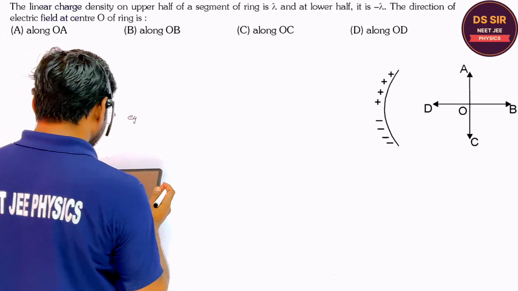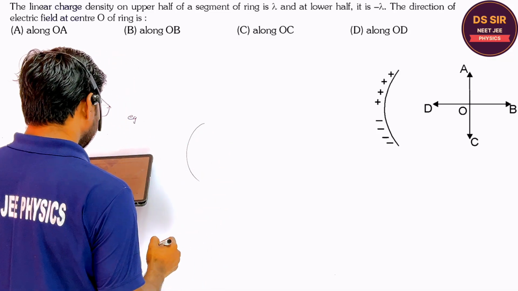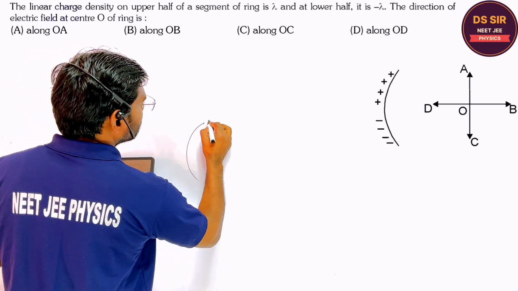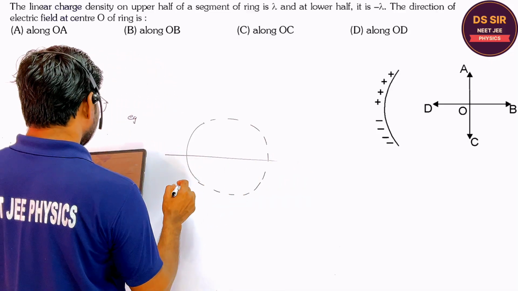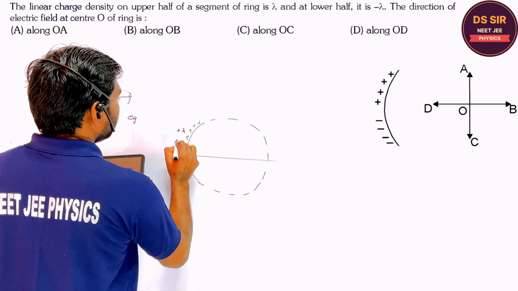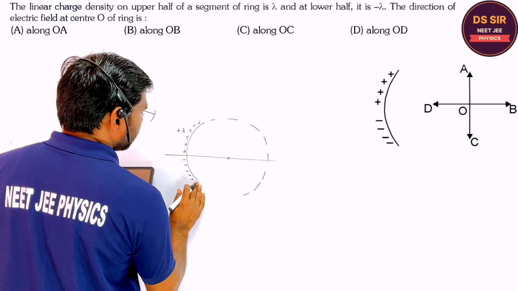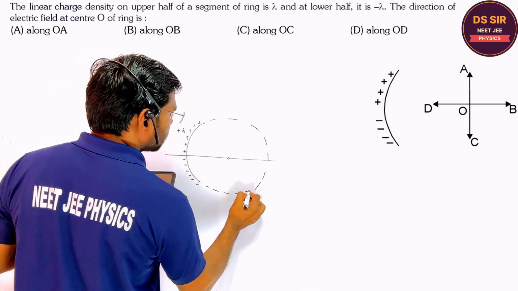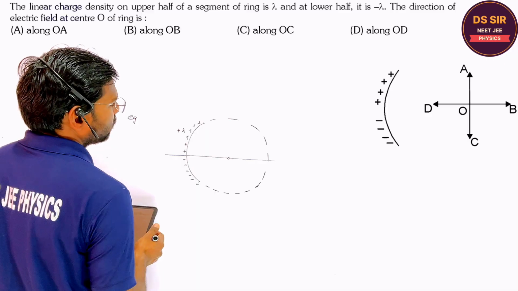In this question, the linear charge density on the upper half of a segment of the ring is lambda, and on the lower half it is minus lambda. Is it clear? Are you getting it? We have to tell the direction of the electric field.